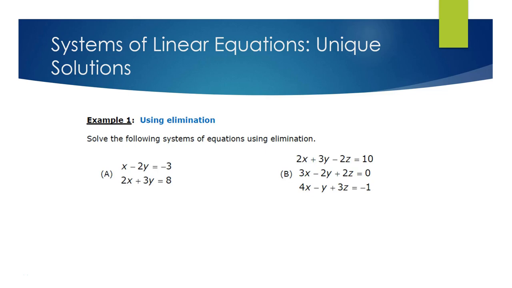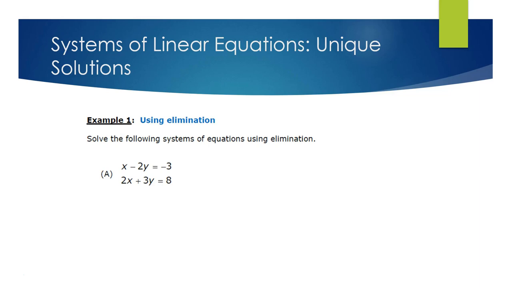So in example 1 here, you're being asked to solve the following system of equations using elimination. So let's do one at a time. So we're going to look at the first equation. And what I do is I make a decision about which variable I'm going to eliminate. Now, it doesn't matter which one you choose to eliminate. I could choose to eliminate x's, I could choose to eliminate y's. It really doesn't matter. But in some instances, one's easier than the other.